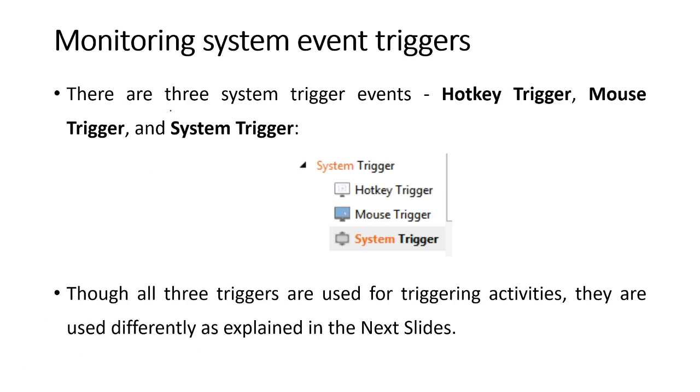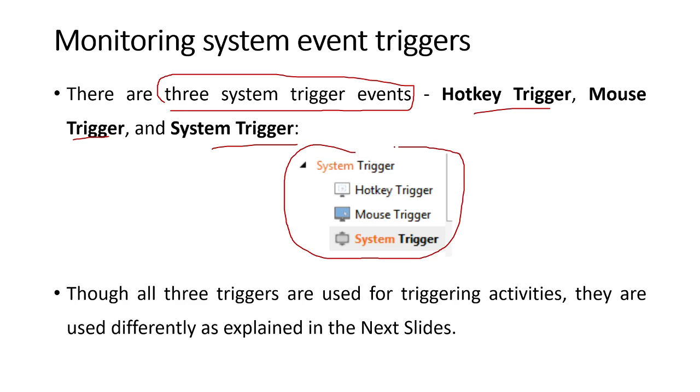So according to the author, there are three system trigger events. One is hotkey trigger, mouse trigger, and system trigger. As the name itself says, hotkey trigger. See here, this is nothing but a snapshot of the activities panel in the UiPath Studio. Clear? So remember, three system event triggers are there in UiPath Studio. Which are those? One is hotkey trigger, mouse trigger, system trigger.